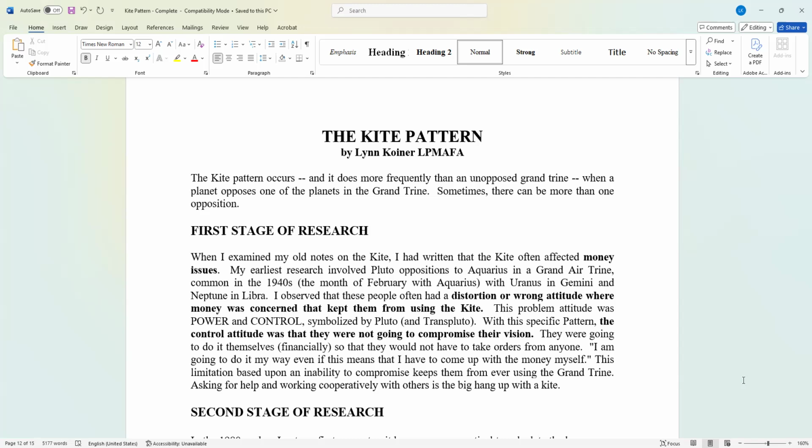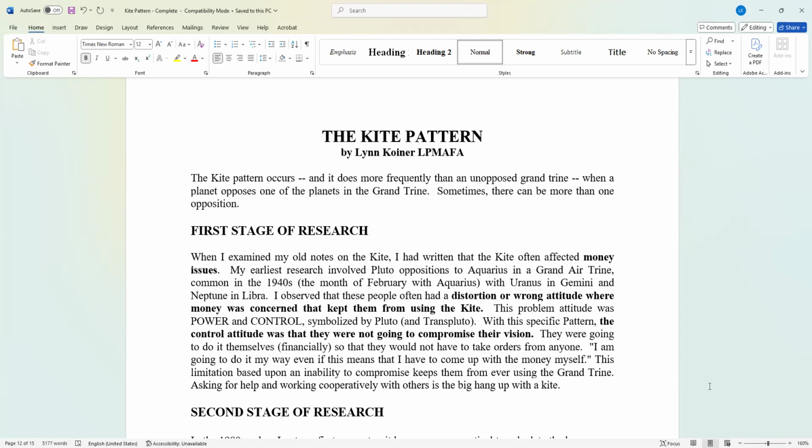So it is more than just money. The opposition was, I have it highlighted here, a distortion or wrong attitude where money is concerned that kept them from using the kite. And when Pluto was involved, there were always control issues. There was a woman I always use as an example, because it was one of the common ones. I was doing readings in the 80s, so I would have a lot of people born in the mid-1940s who would have this grand air trine, and it would be involved in a kite.